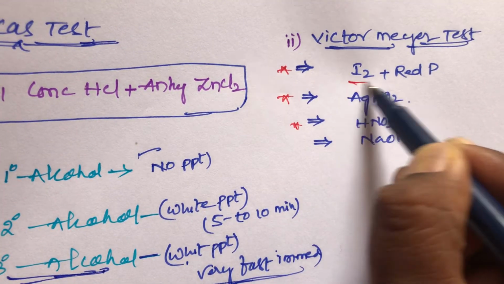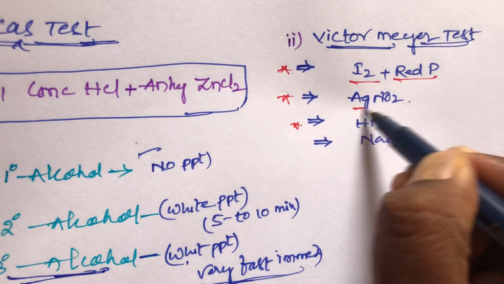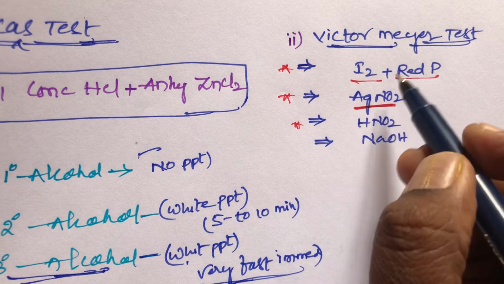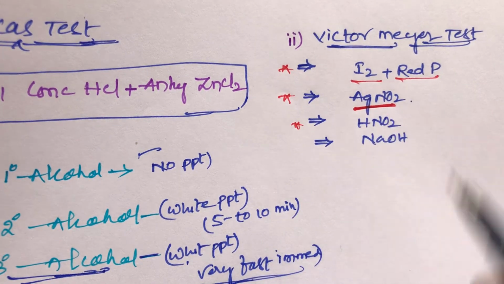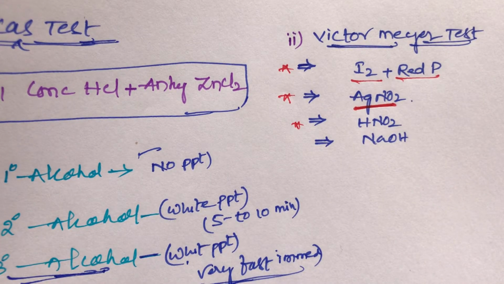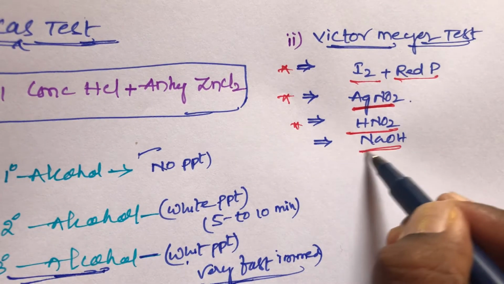That is I2 in the presence of red phosphorus. The second step is AgNO2. In the first step, iodine will be added with red phosphorus, and in the second step, AgNO2 will be added, student. Then after that, in the third step, nitrous acid will be added, student. Then after that, NaOH will be added, student.